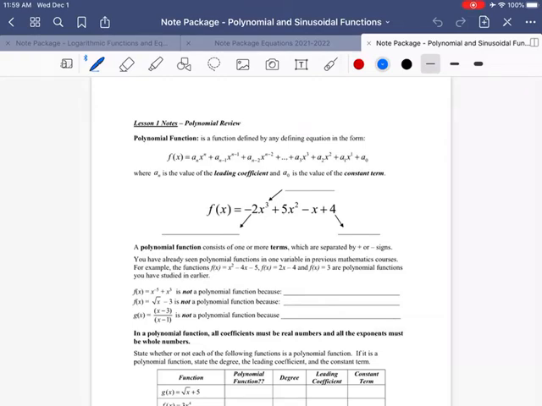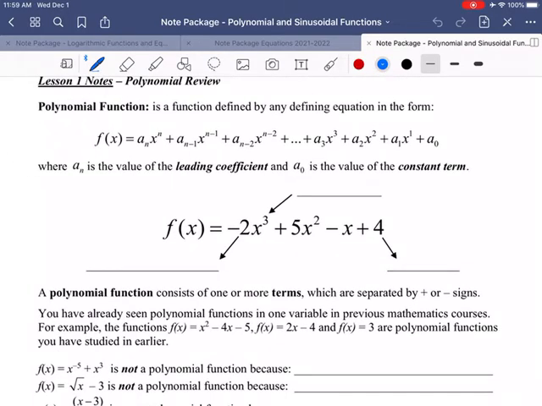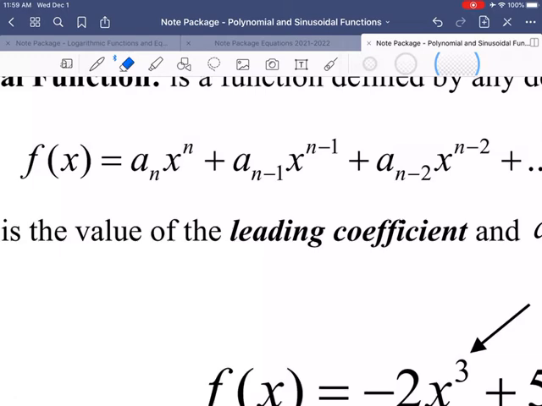All right, everybody, lesson 1, polynomial review. So just reviewing what a polynomial function is, it's defined by this equation, which seems super complicated, but in reality, it's just describing coefficients and exponents.